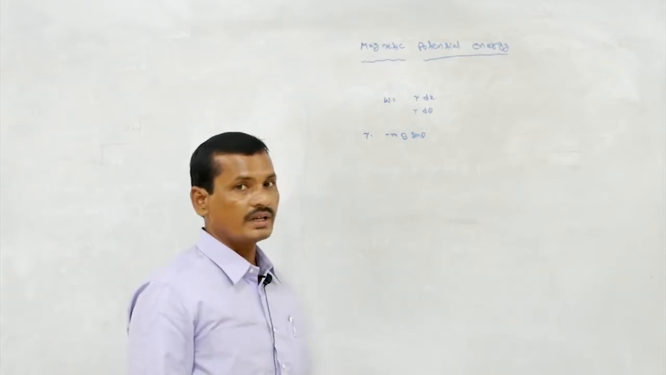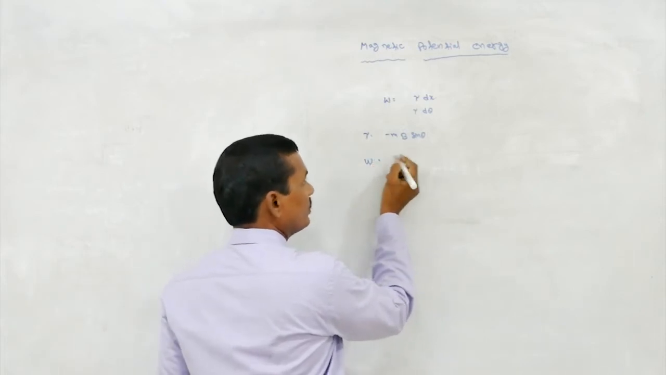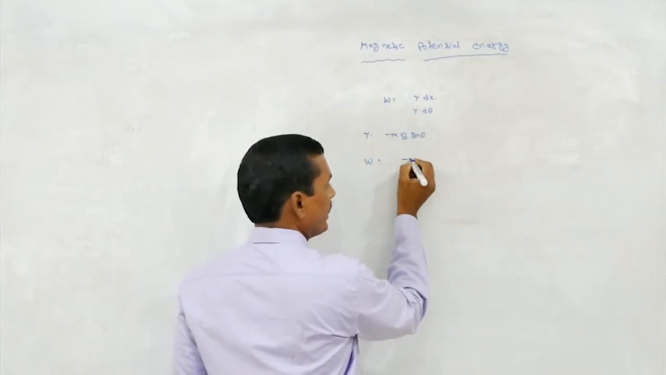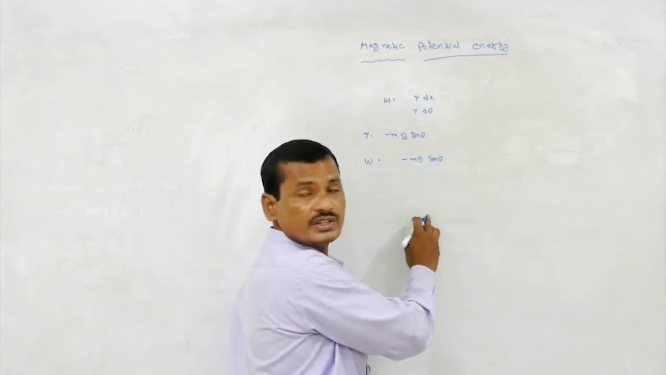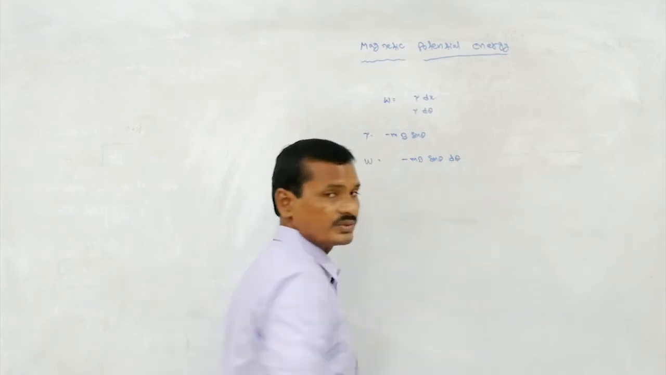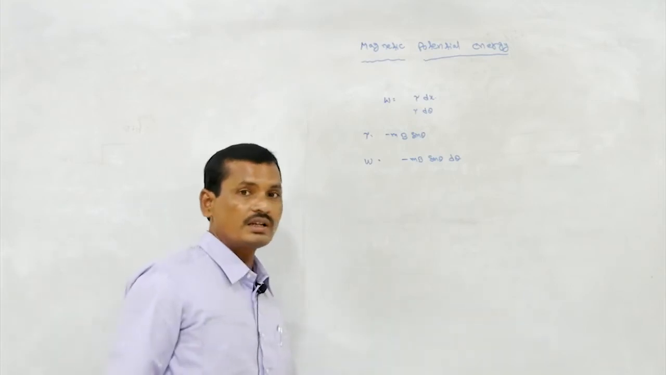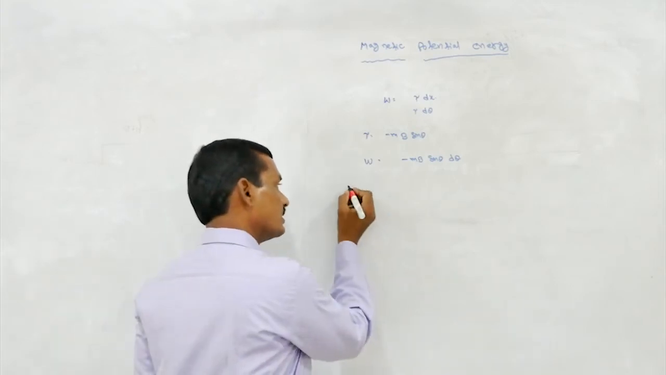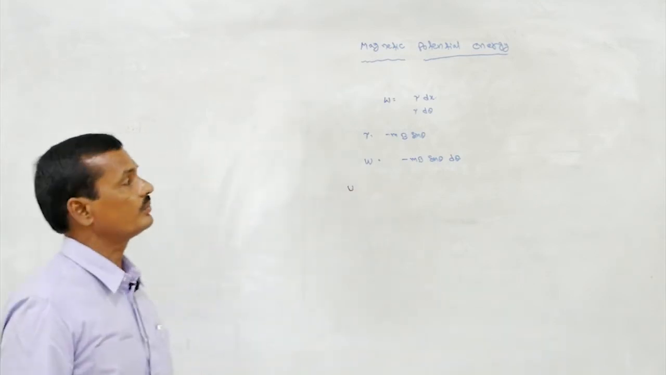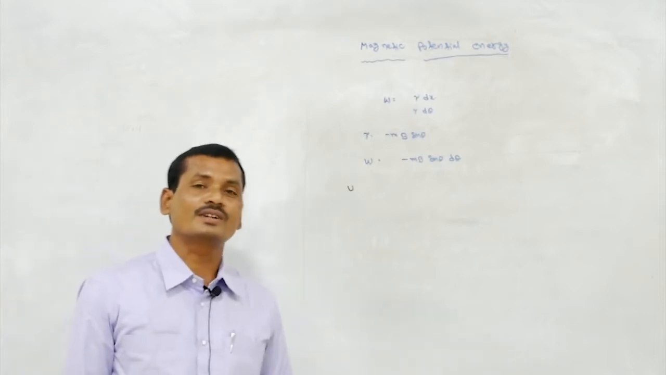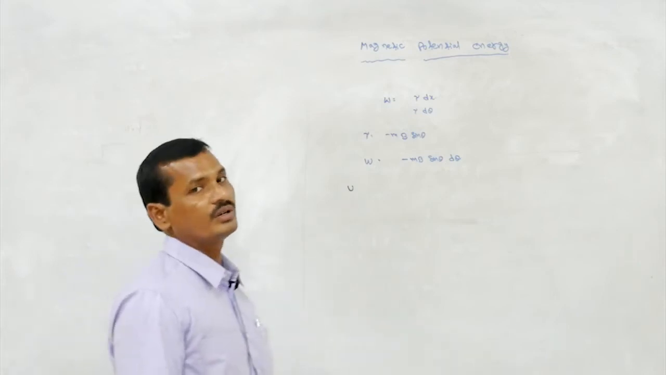Tau equal to minus mb sin theta. Therefore, W equal to tau into displacement d theta, that is minus mb sin theta d theta. To calculate the total work done, the total work done is stored in the form of potential energy. It is denoted by U.